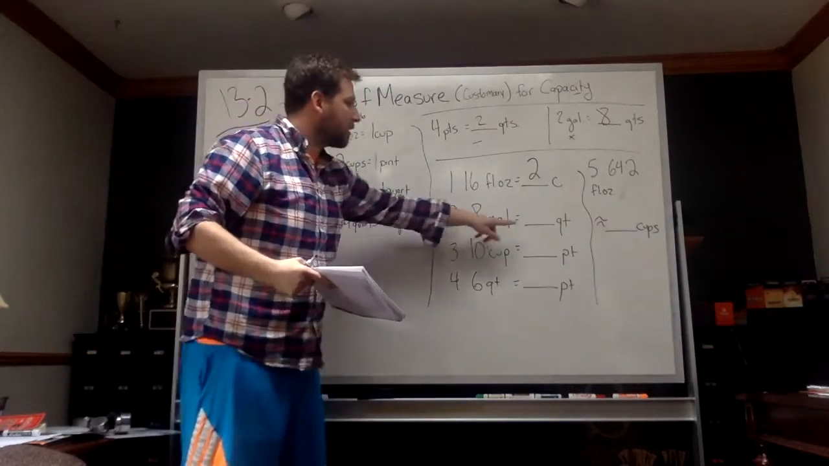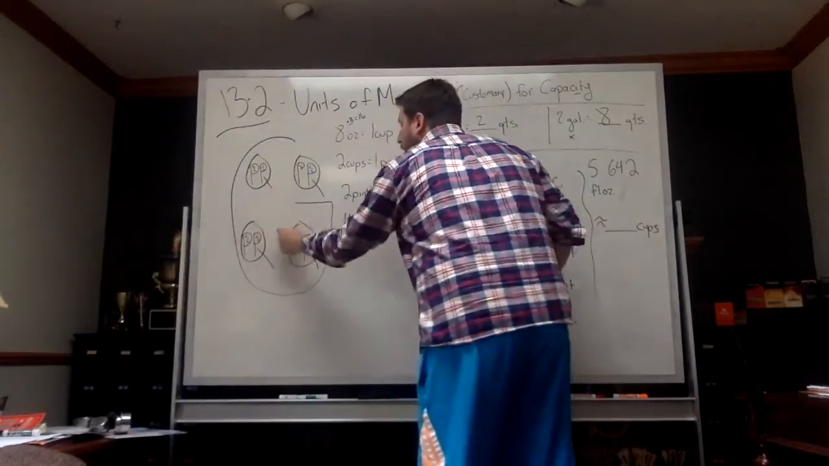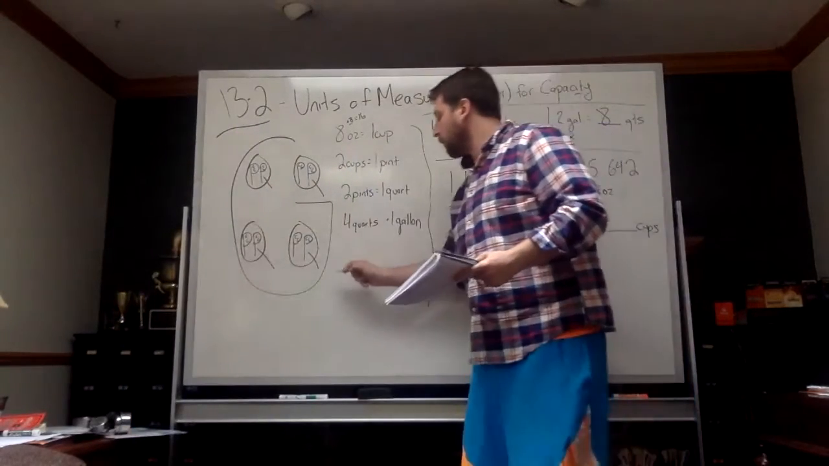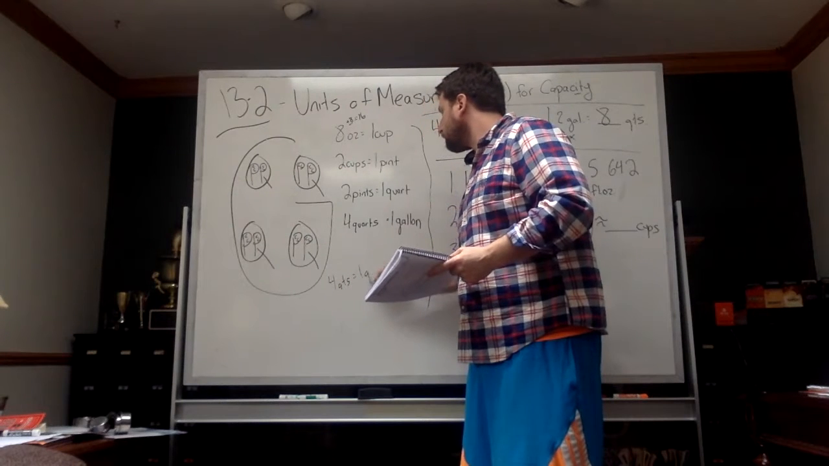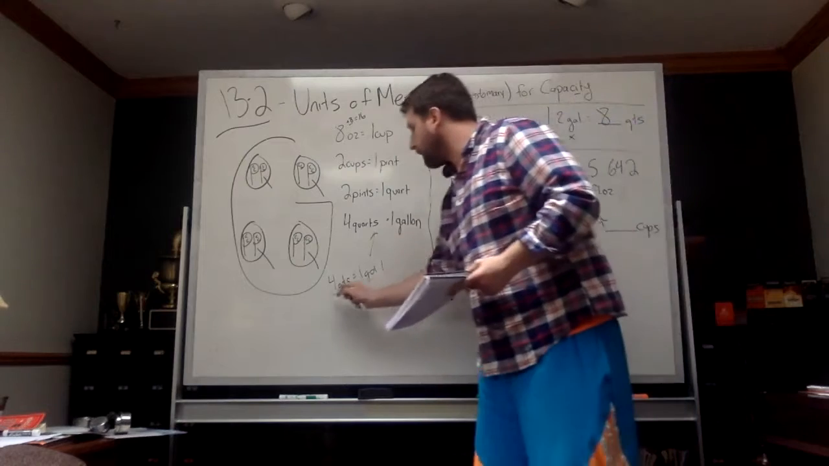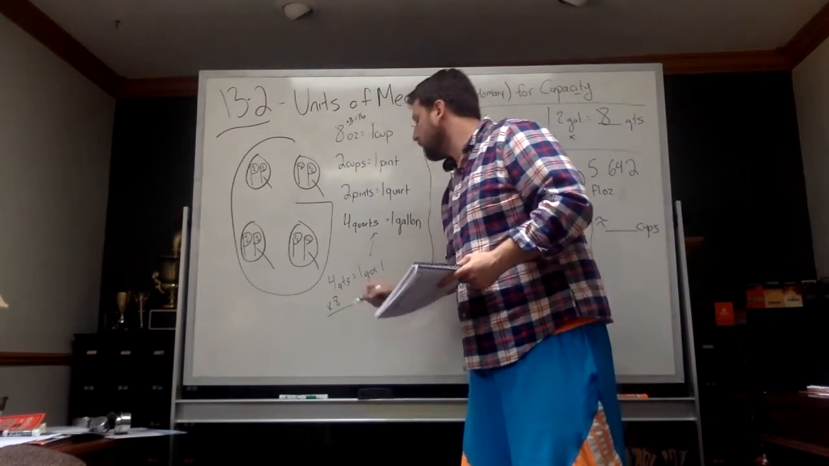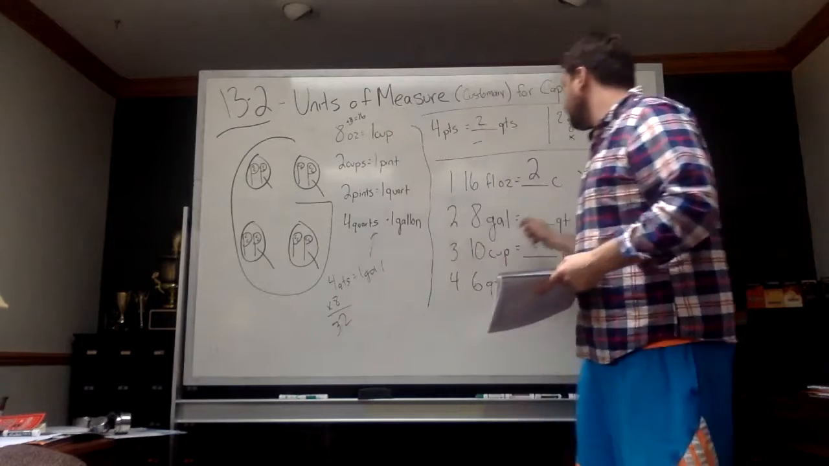Next one, 8 gallons equals how many quarts? Again, we know that there are 4 quarts in 1 gallon. Oh, it says it right there. Now, if there are 8 gallons, we would take that 4 and multiply it by 8 because we have 8 different gallons. And that would be 32.